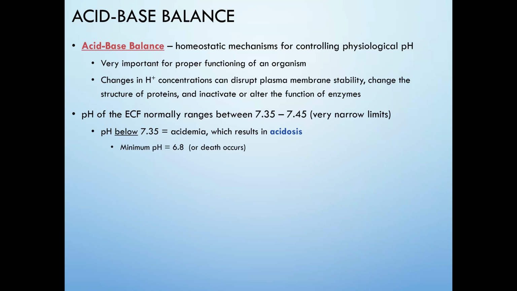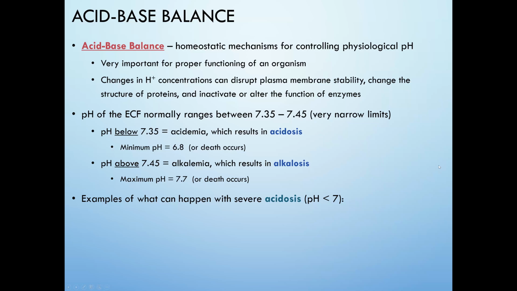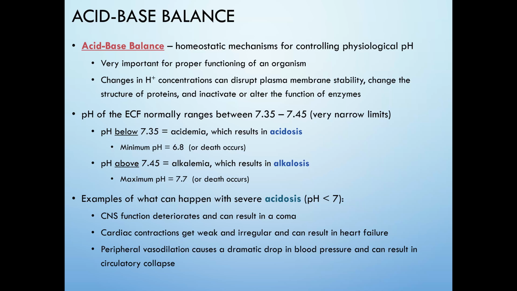So to give you some examples of how pH can really disrupt the functioning of the body, let's look at what can happen if your pH falls below 7, which would be considered a severe acidosis. Your central nervous system function would deteriorate and result in a coma. Your cardiac contractions, so the contractions of your heart muscle, get weak and irregular and can result in heart failure. And you end up having peripheral vasodilation, which would cause a dramatic drop in blood pressure and can result in circulatory collapse. So maintaining a proper pH is very important.